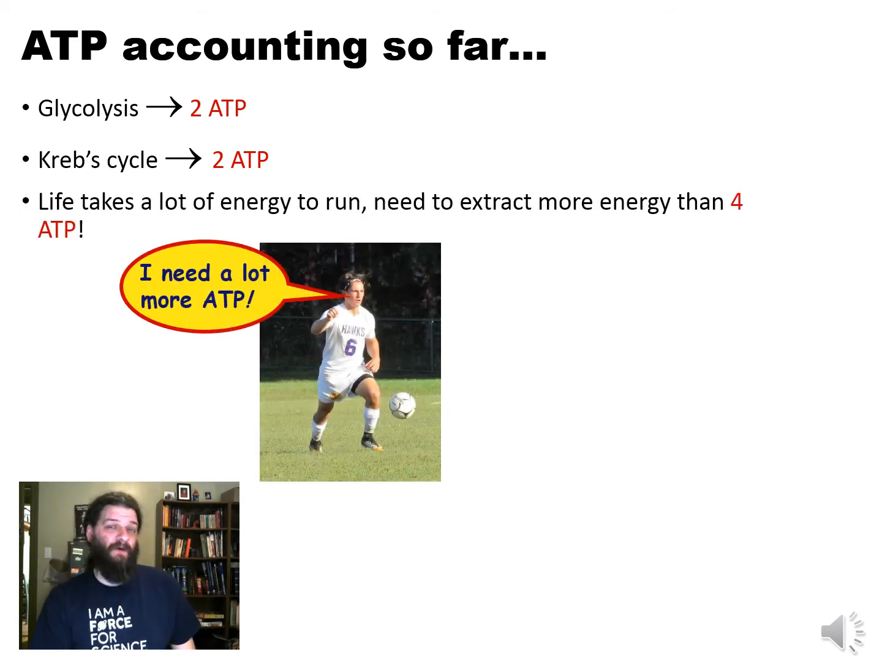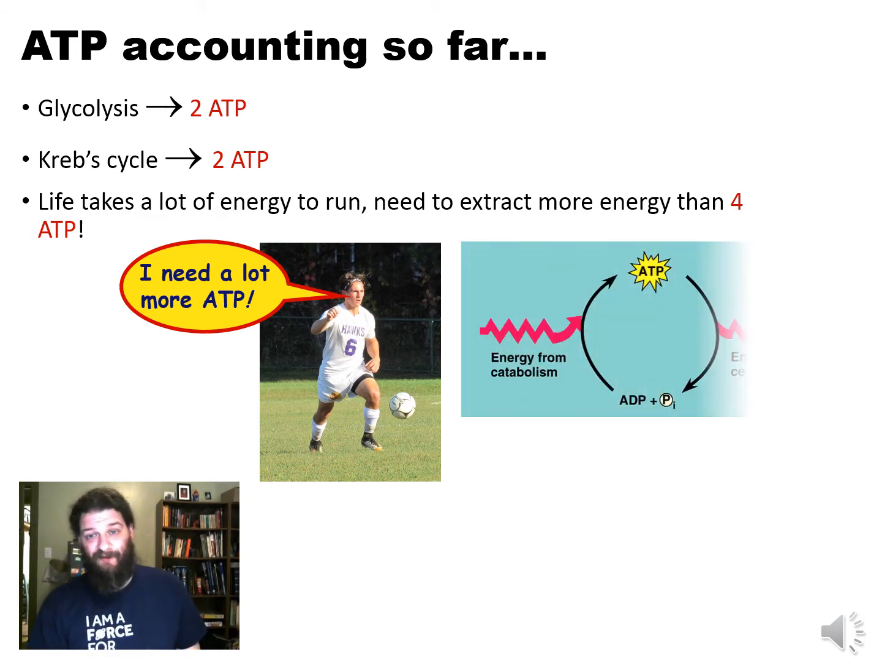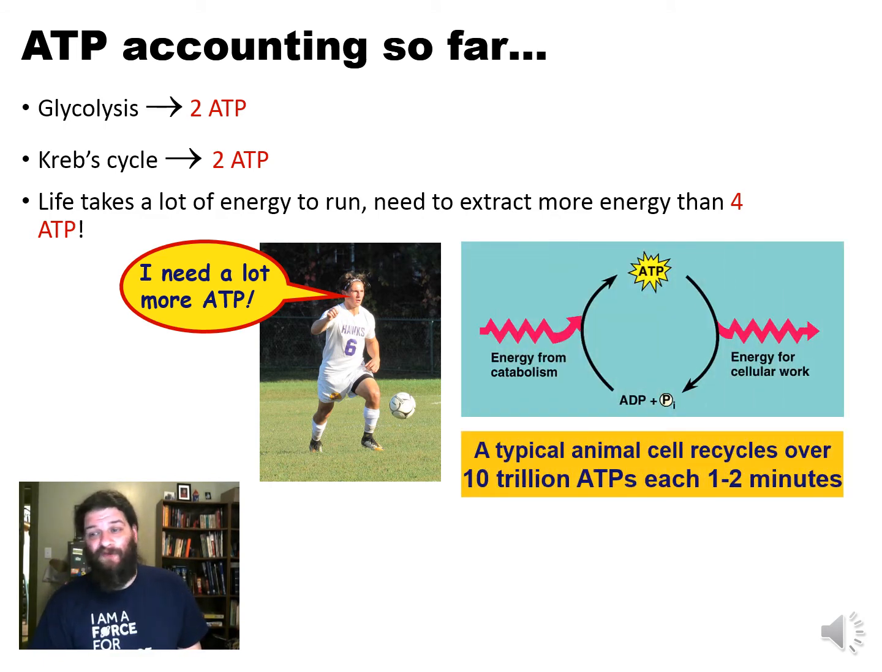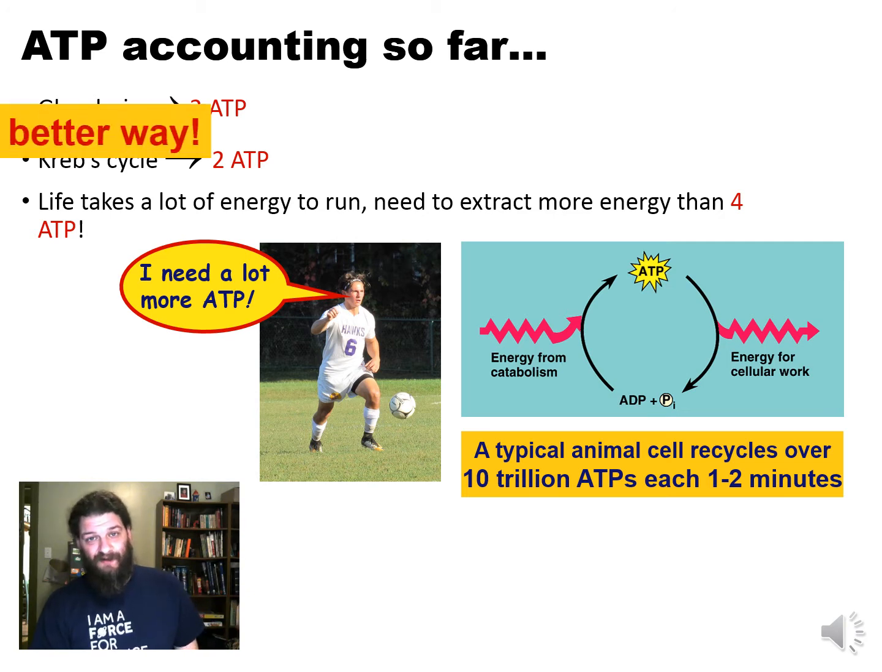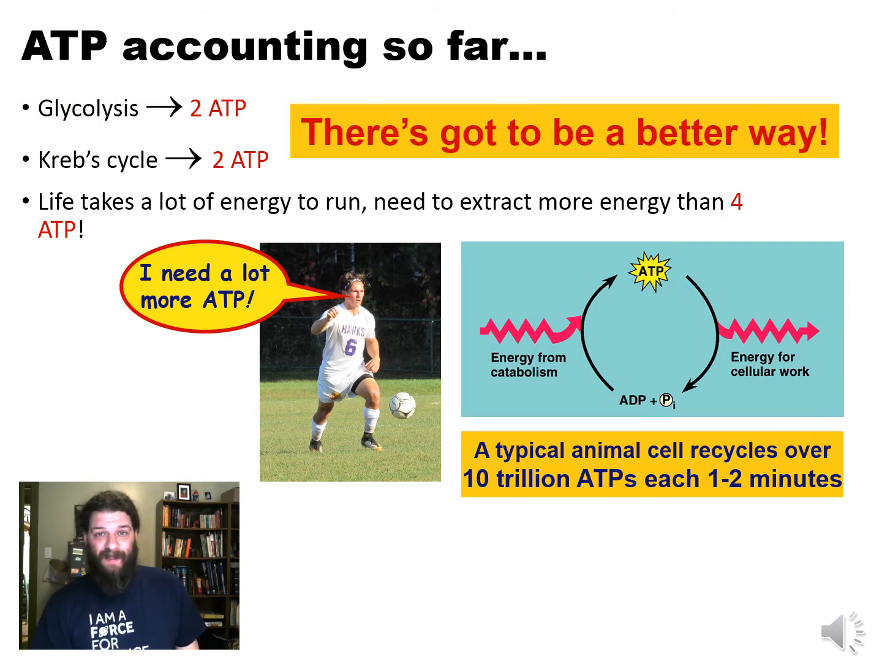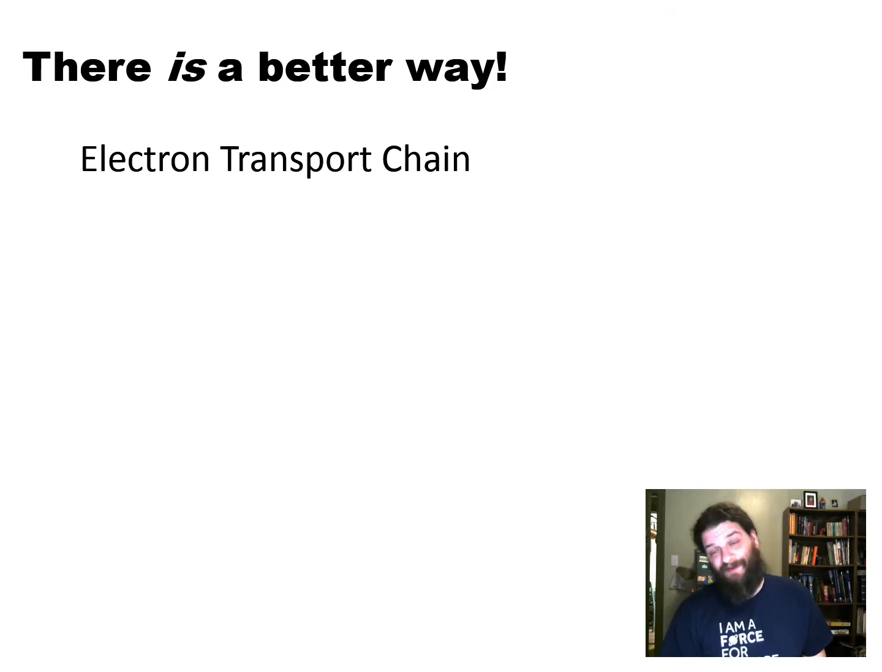And quite honestly, 4 ATP molecules per glucose molecule is just not enough to run us big, huge, clunky animal organisms. Each animal cell is going to recycle over 10 trillion ATP molecules every minute or so, and that's just way more than we're going to be able to do. There's got to be a better way. Of course, there is a better way, and we've been talking about it all along.